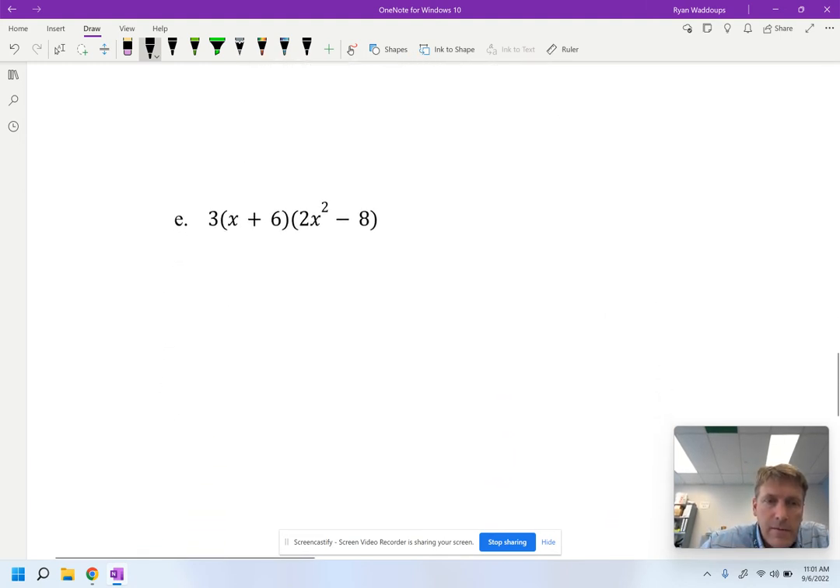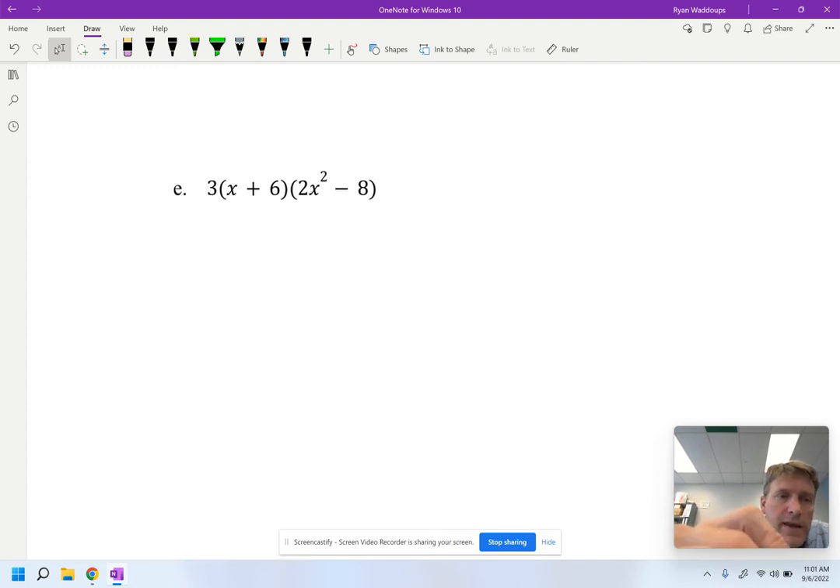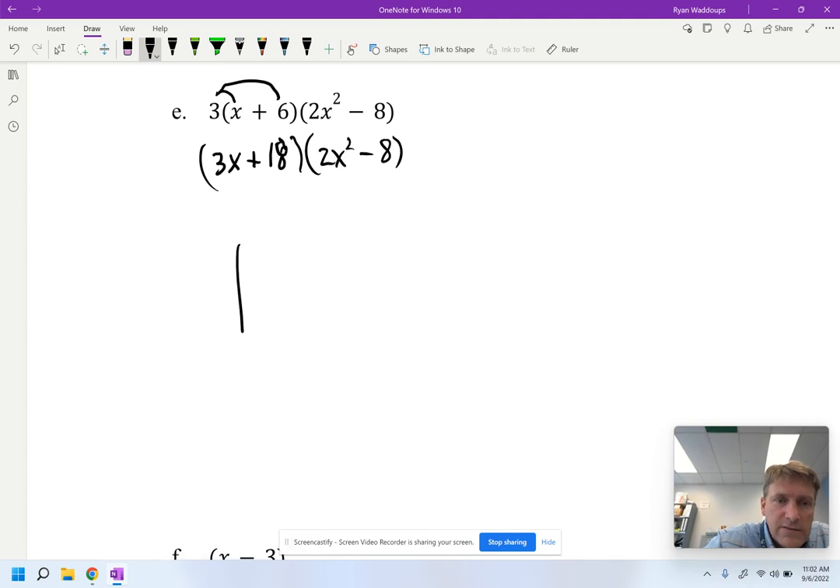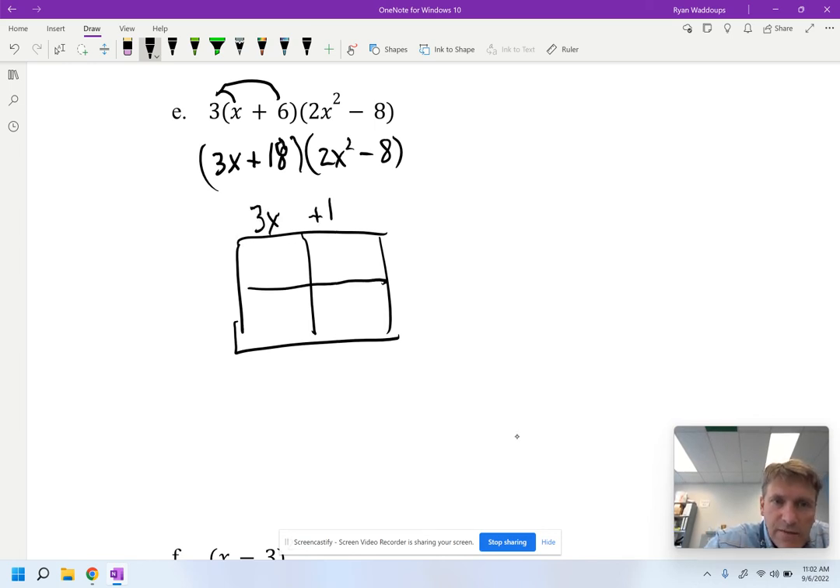All right. On E, I'm going to do a couple different ways. First, I'm going to distribute the 3 to this first polynomial, making it 3x plus 18. And then I've got 2x squared minus 8. I'm going to put that all in the box, a 2 by 2 box. So we get 3x plus 18 and 2x squared minus 8. And I multiply them all out.